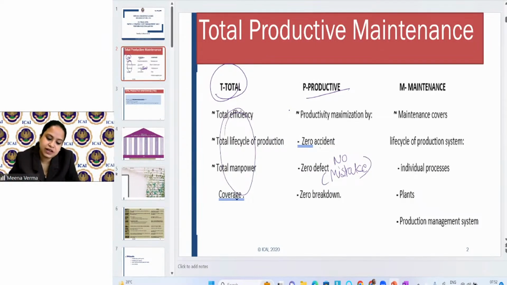We do not expect any breakdown of machine, and we do not expect any accident in the company. So no mistake is acceptable, no breakdown of machine is acceptable, and no accident is acceptable in the company, right? Zero defect, zero breakdown, and zero accident.